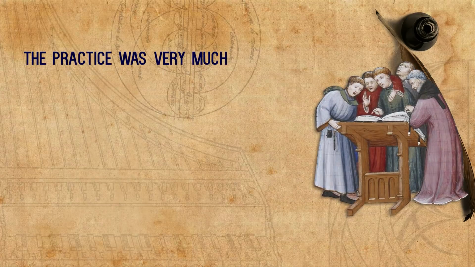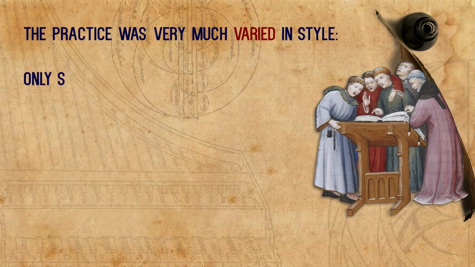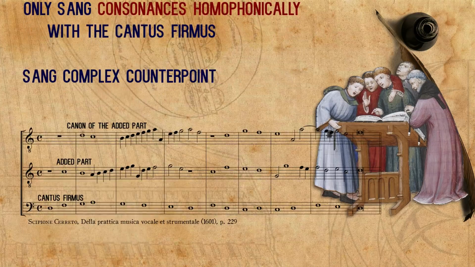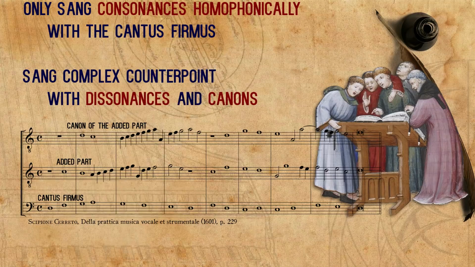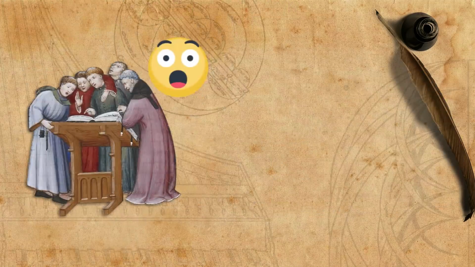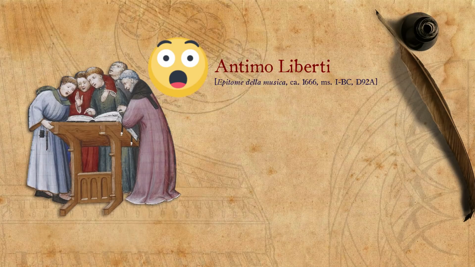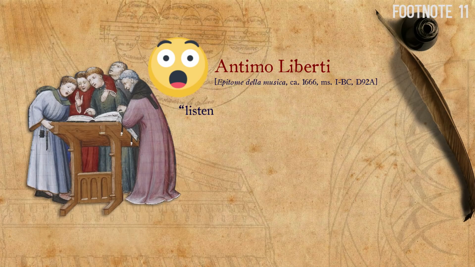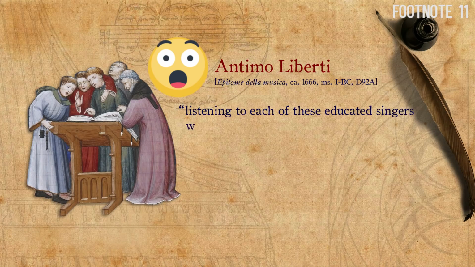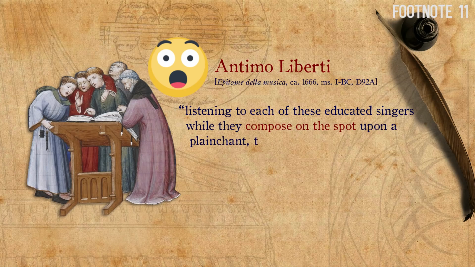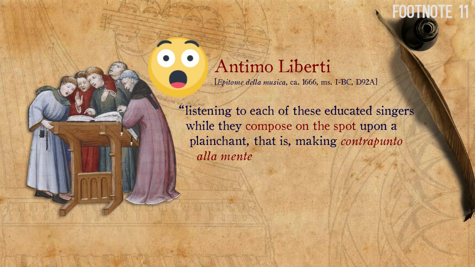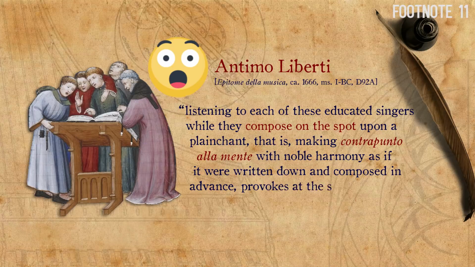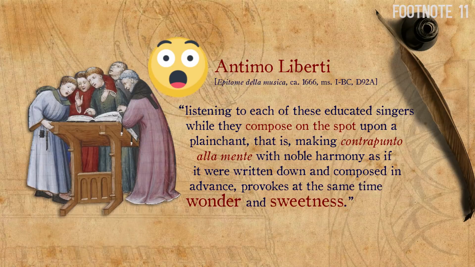The practice was very much varied in style. Some only sang consonances homophonically with the cantus firmus, while others sang more complex counterpoint with dissonances and canons. Some reporters are astonished by the practice, like Antimo Liberti, who witnessed the papal singers in the mid-17th century, and wrote that listening to each of these educated singers while they compose on the spot upon a plain chant, that is, making contrapunto alla mente, with noble harmony as if it were written down and composed in advance, provokes at the same time wonder and sweetness.